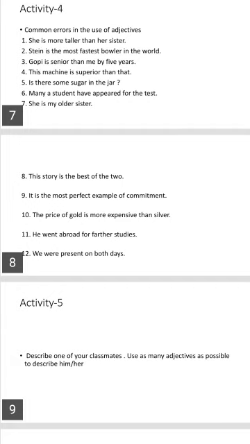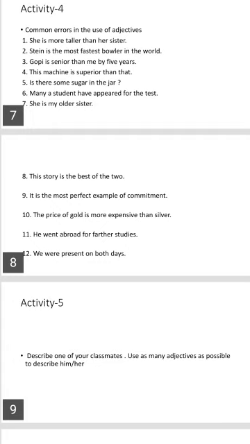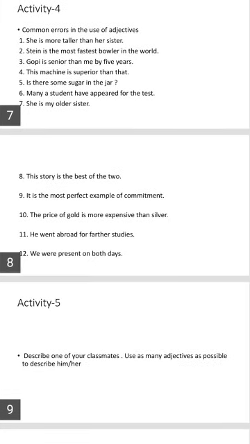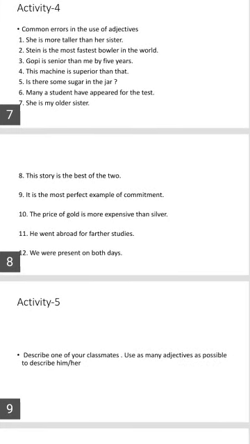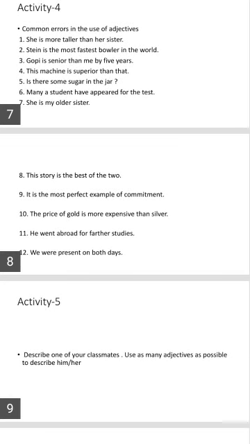Second sentence is adjectives like superior, inferior, junior, senior take the preposition to after them, not than. This I have already explained. Gopi is senior than me by 5 years. Then remove than, add to. Gopi is senior to me by 5 years.